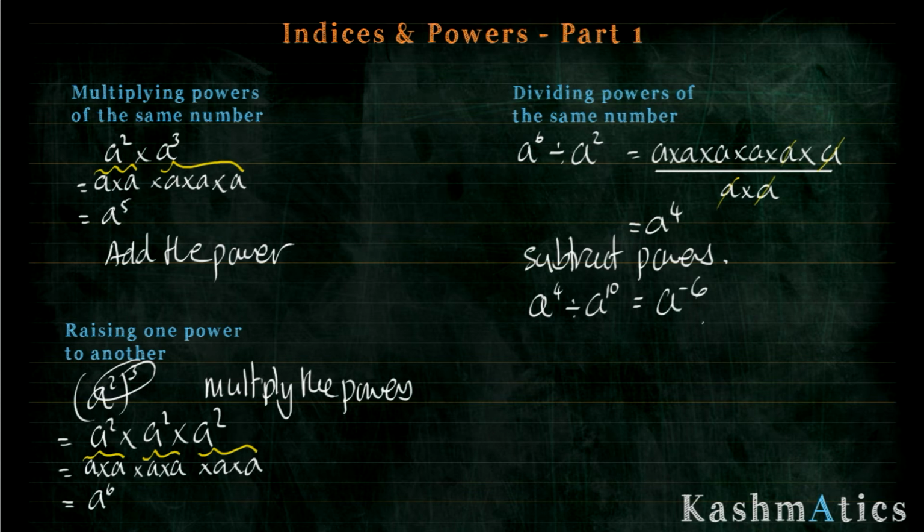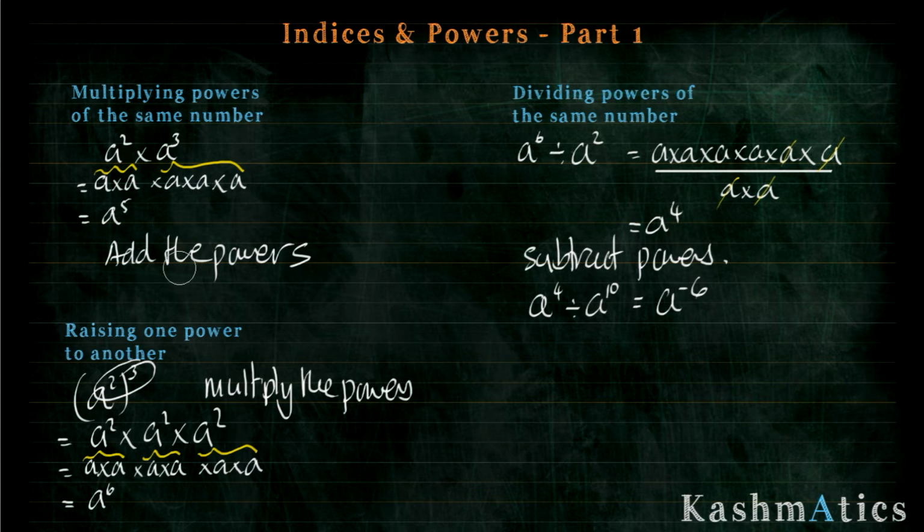minus 6. Okay, so just to summarize, if you're multiplying powers of the same number, you would add the powers. If you're dividing powers of the same number, you need to subtract the powers, but in the same order that you're dividing in. And if you're raising one power to another, you multiply the powers.